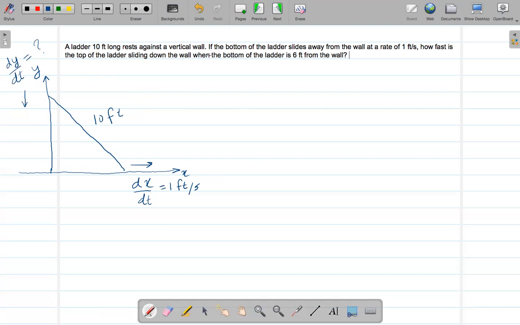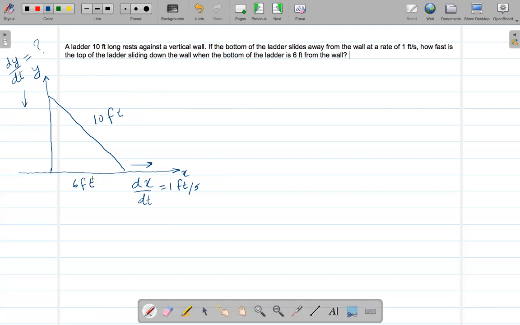And now, when the bottom of the ladder is 6 feet from the wall. So the bottom of the ladder is 6 feet from the wall. That means this x value here is 6 feet.